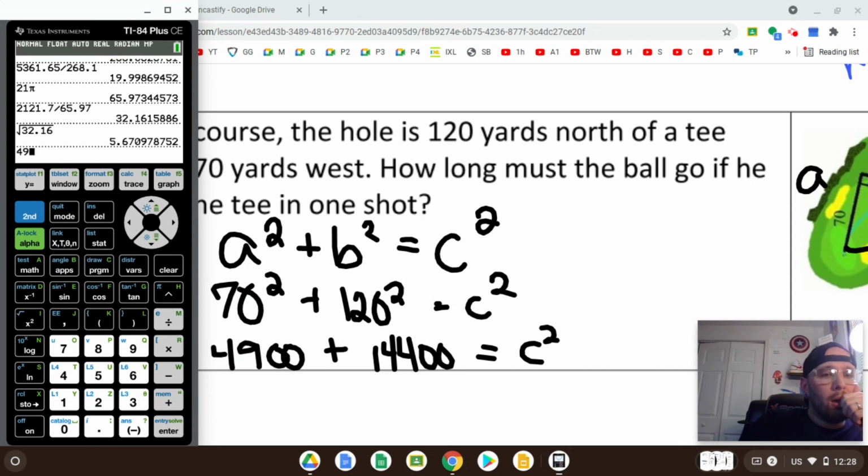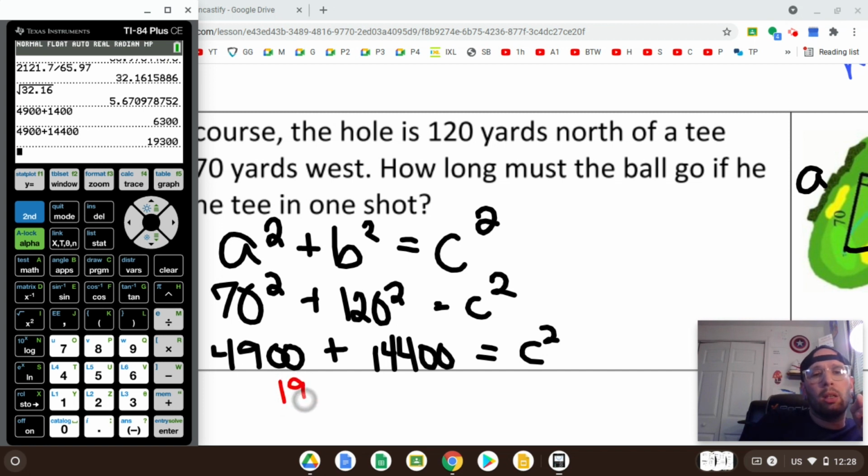4900 plus 1400 equals, I missed an O. 4900 plus 14400 is 19300.